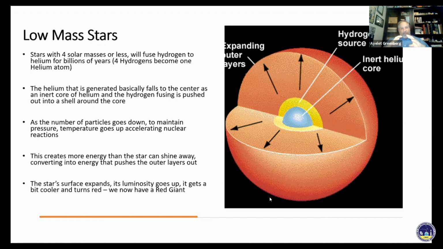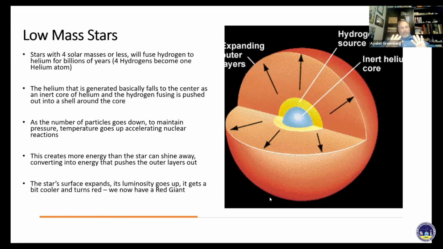The helium contracts and gets hotter, and it contracts and it gets hotter. And as it's getting hotter, it's impacting the hydrogen fusion happening around it. Remember, a 10% increase to that temperature is going to cause the hydrogen around it to produce 40% more energy, 40% more fusion. Now, the star is generating more energy than it can shine away through luminosity.